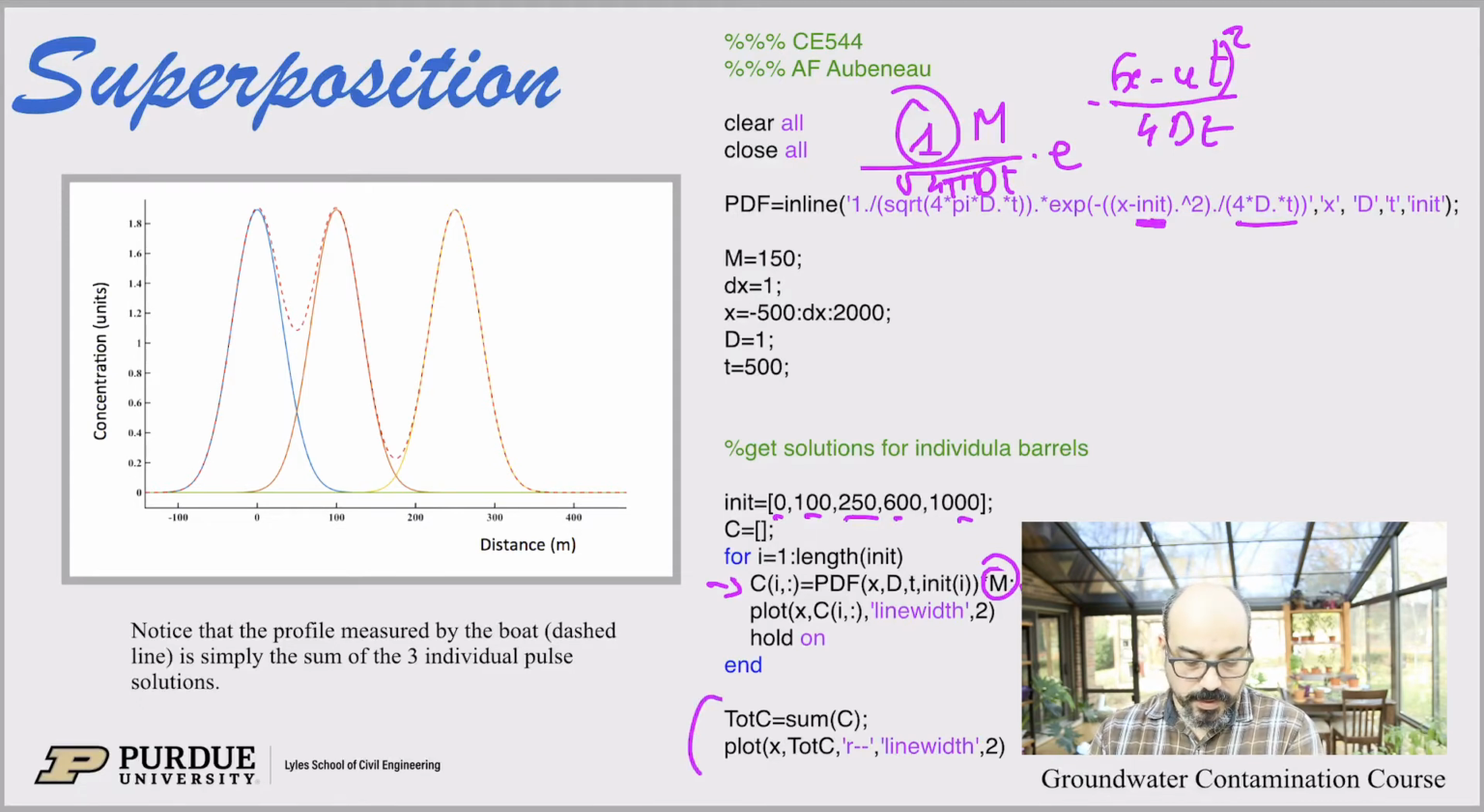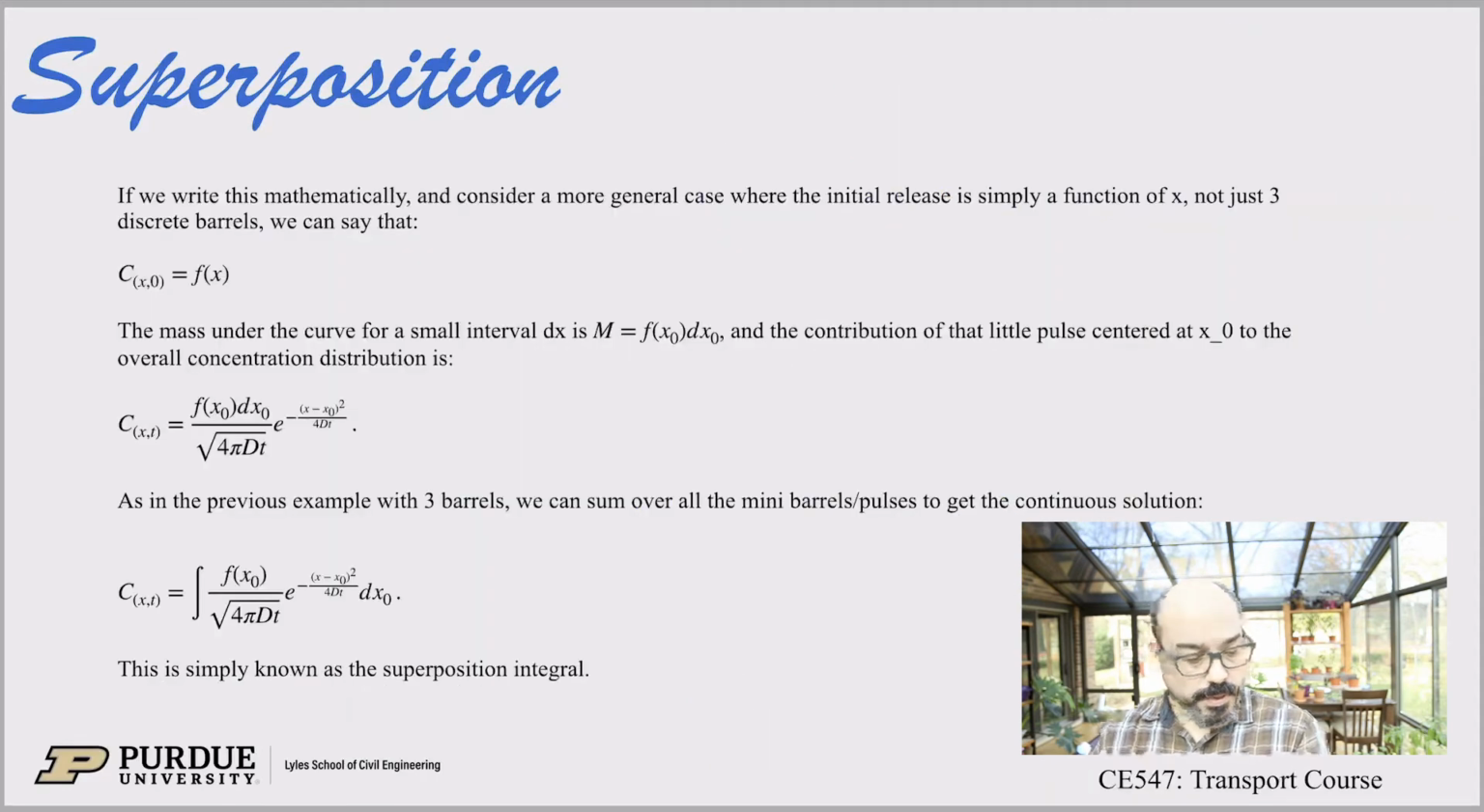And then we can also calculate the sum, right? So we have each individual barrel and we calculate the sum, which is just that dashed line, to find the total solution for the 3 barrels. So this is literally the principle of superposition.